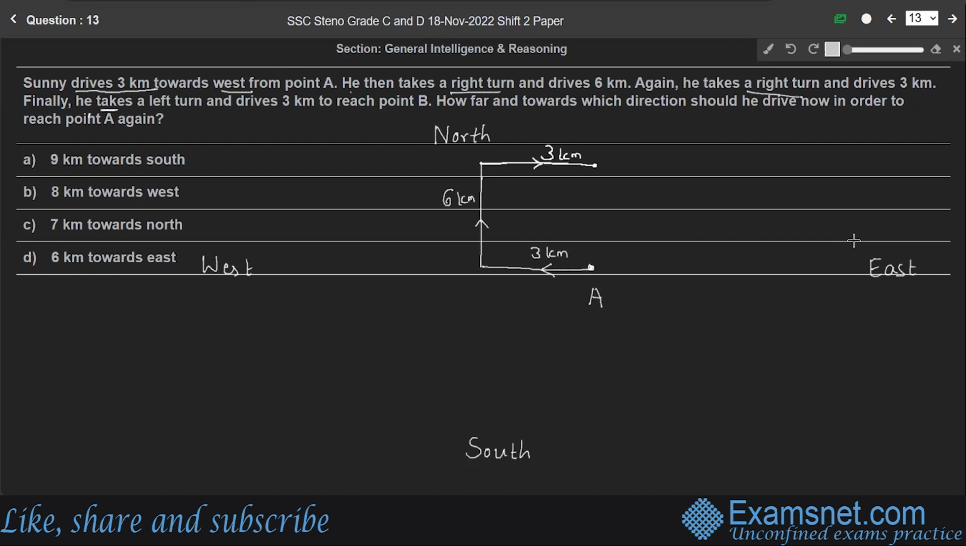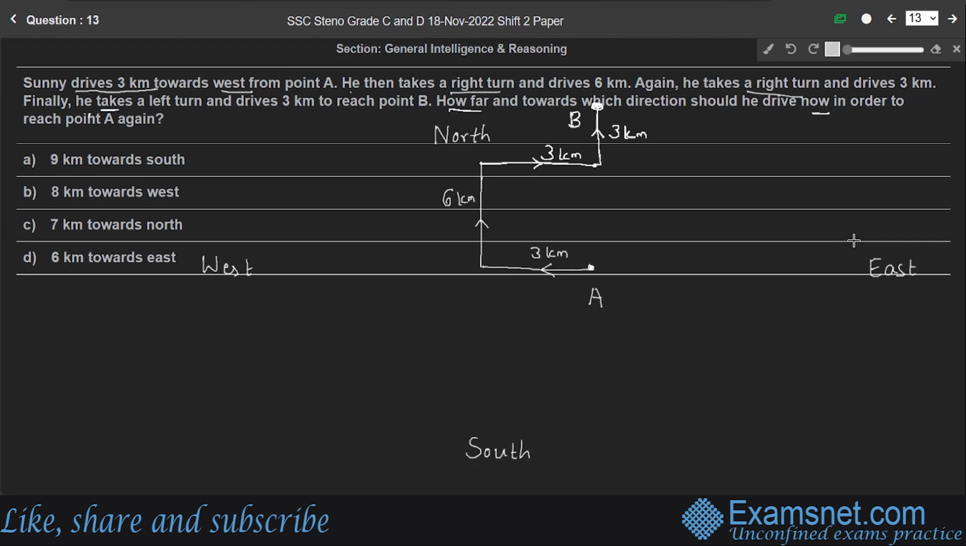Now finally he takes a left turn and drives 3 kilometers. So finally his left means again he'll be facing north. He drives 3 kilometers to reach point B. Point B is somewhere here. How far and towards which direction should he drive now in order to reach point A again?